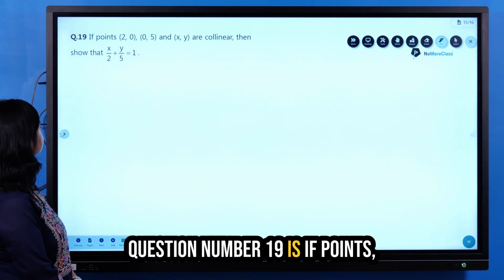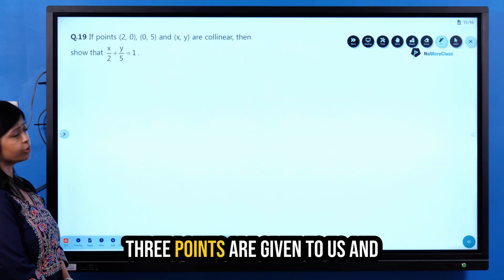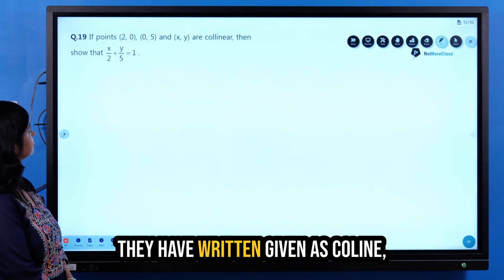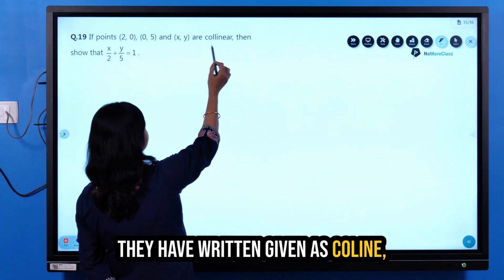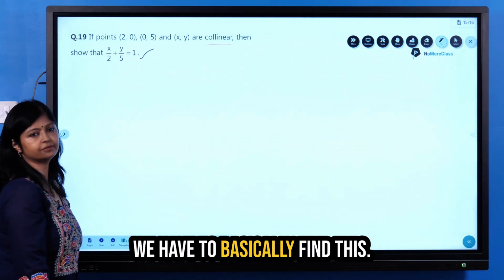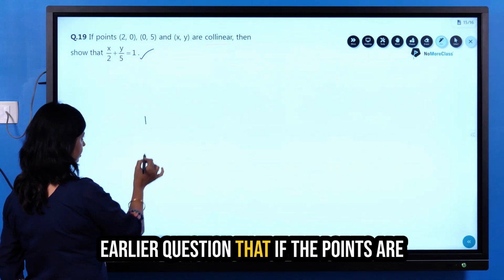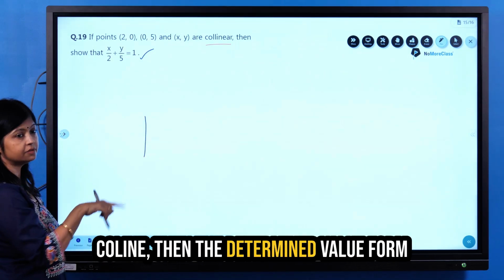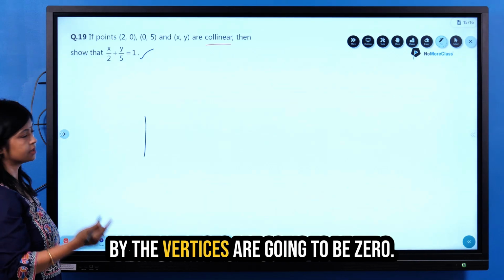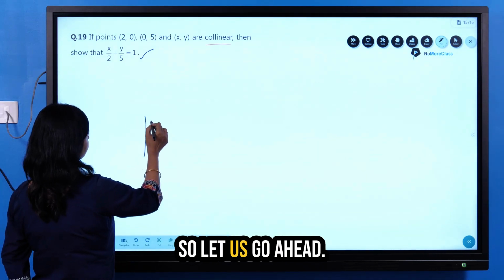Question number 19 is, if 3 points are given to us and they have been given as collinear, we have to basically find this. So we have discussed it earlier in our earlier question that if the points are collinear, then the determinant value formed by the vertices is going to be 0. So let us go ahead.